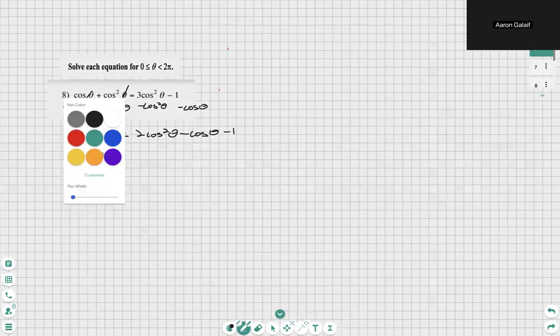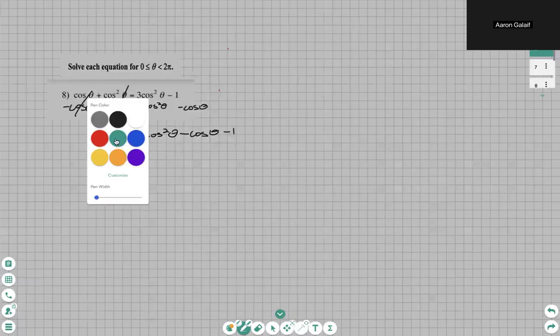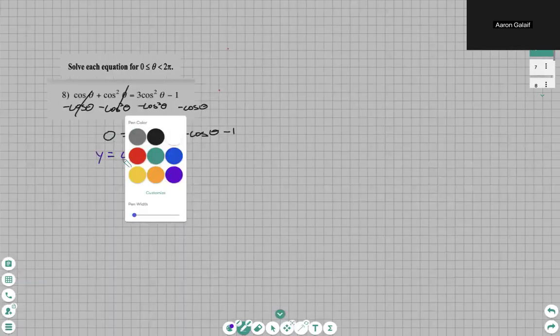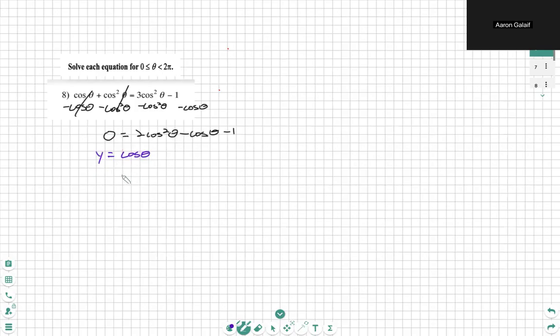Now, what we need to do is factor, but sometimes it's a little difficult to see this factoring. So what I do is I set y equal to cosine of theta. In this situation, I can now replace my cosine of theta with y each place. So we have 0 equals 2y squared minus y minus 1. Here we can clearly see that I can factor it using the X method.